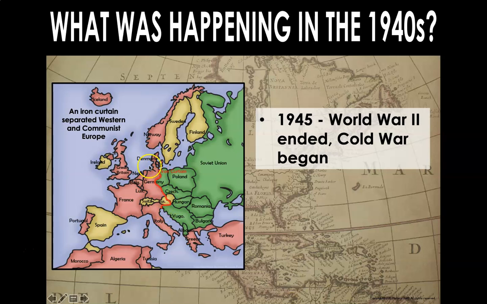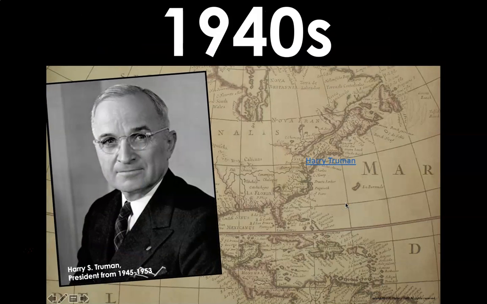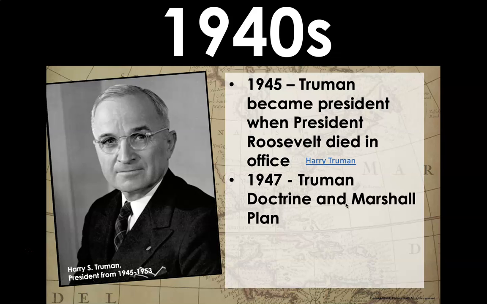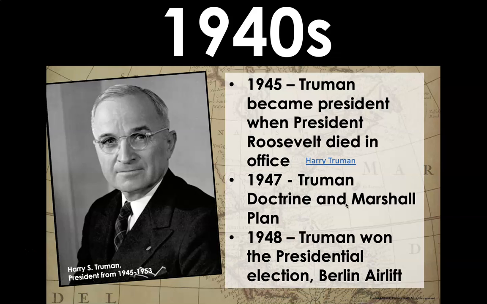Okay, so this is the Iron Curtain. It splits Germany in half. You've got the Western European countries, and you've got the Communist European countries, which are going to be in green. We also have President Harry Truman. Truman becomes president when Franklin Roosevelt dies during his last year in office. Truman also creates the Truman Doctrine and the Marshall Plan. Remember, they wanted to stop the spread of communism. Truman also wins the presidential election in 1948, becoming the next president, and he also continues on with the Berlin airlift.